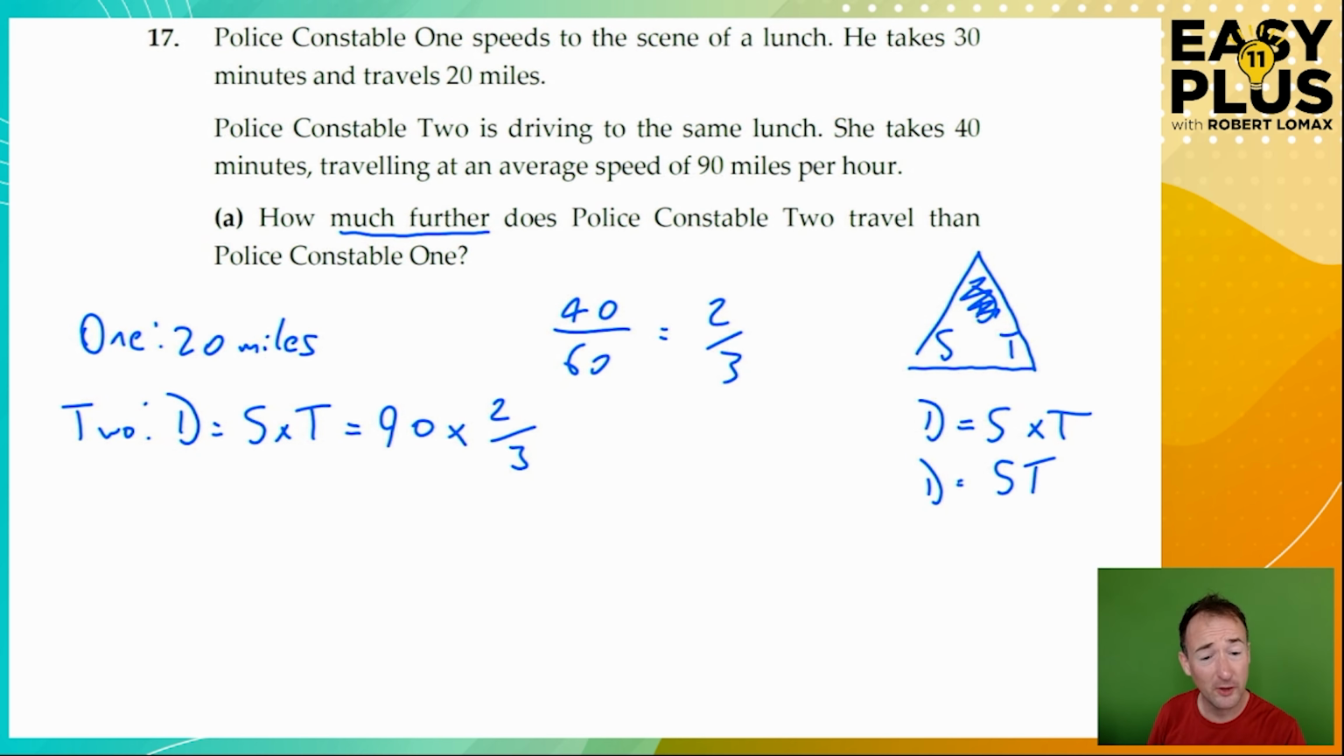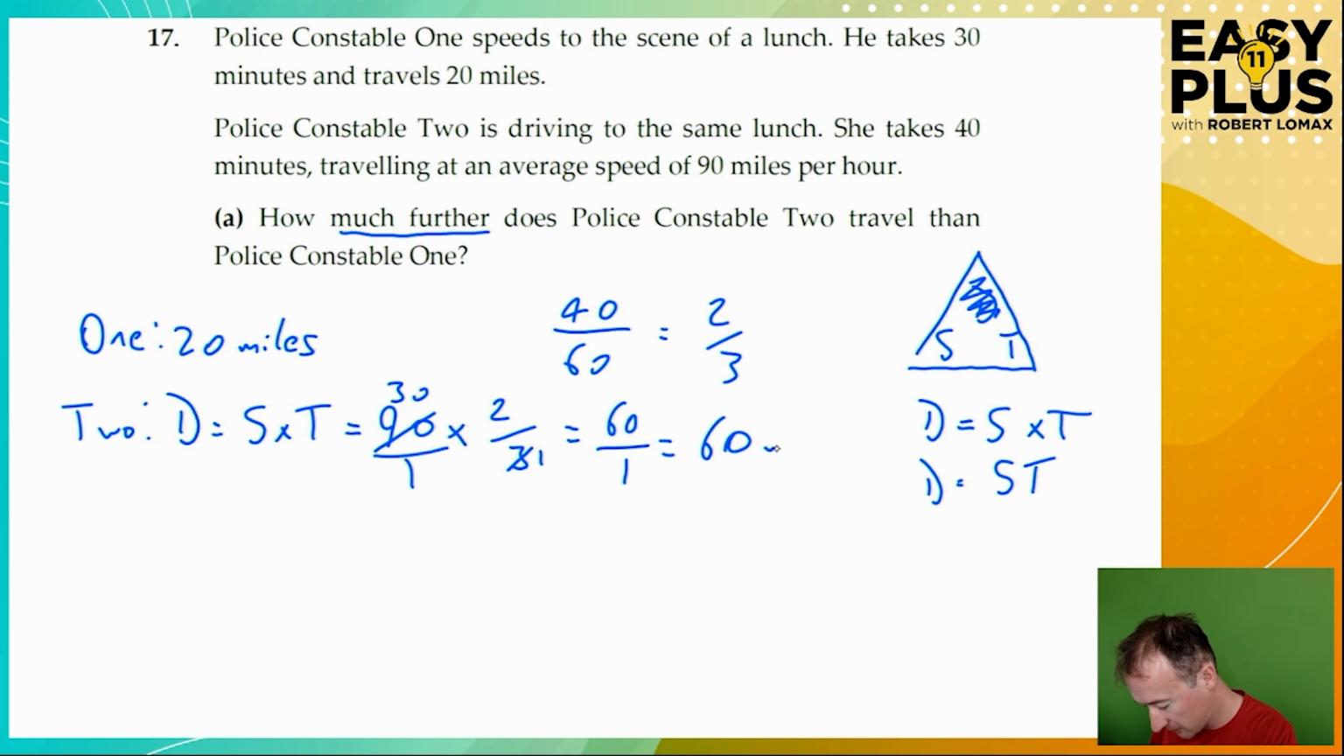To find 2/3 of 90, or 90 times 2/3, it's a simple fractions problem. It's a bit easier if we think of 90 as being 90 over 1, which is the same thing, so we've got two fractions. Remember that when you're multiplying fractions, and only when you are multiplying them, you can also cancel diagonally. So 90 and 3 cancel. In other words, both of these divide by 3, giving us 30 and 1. 30 times 2 is 60. 1 times 1 is 1, so 60. Police Constable 2 travels 60 miles.